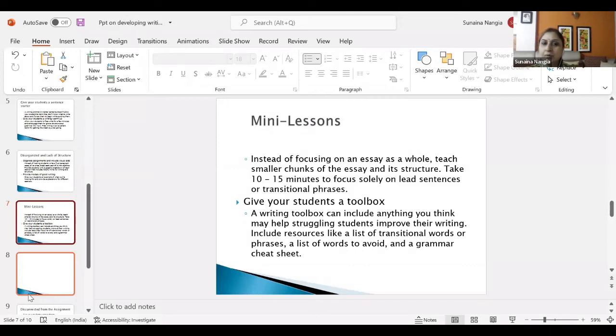So give them a toolbox, brainstorm ideas, a writing toolbox, and include anything you think may help struggling students. So that answers your question very well, Malti ma'am. It's our duty to bring the children up now, ma'am. See, the ones who are good, they don't need our help. We need the help to bring up the lesser ones to that level.